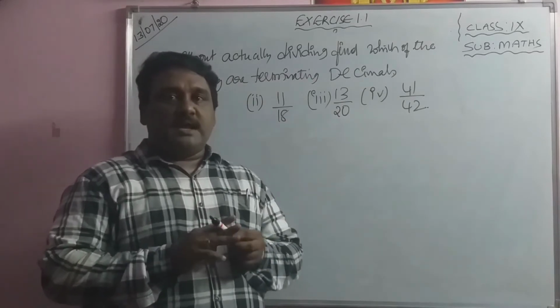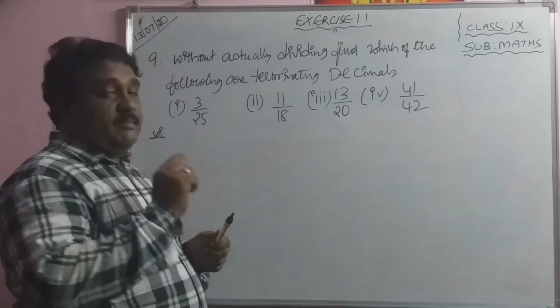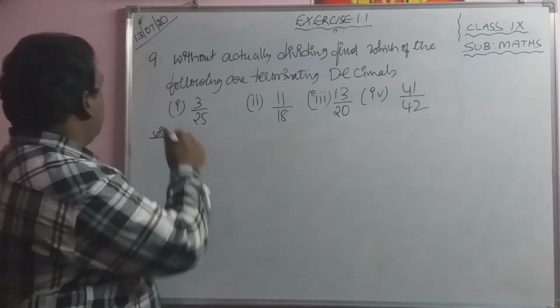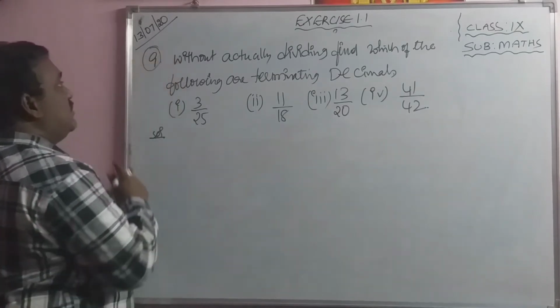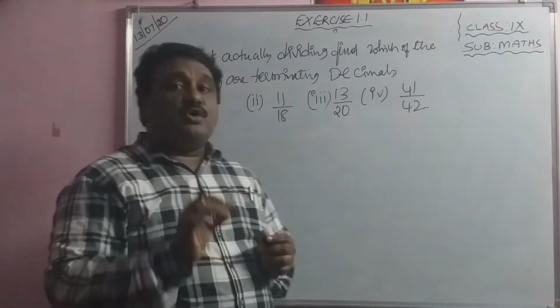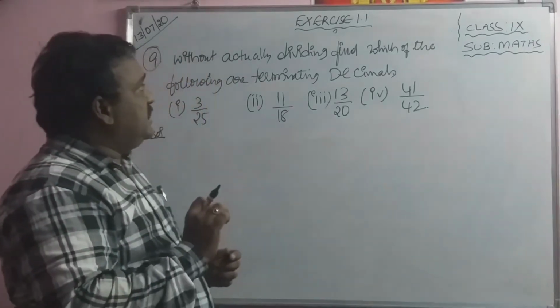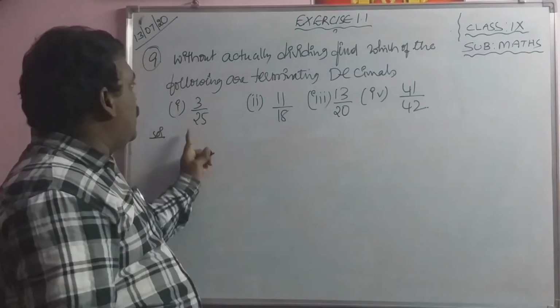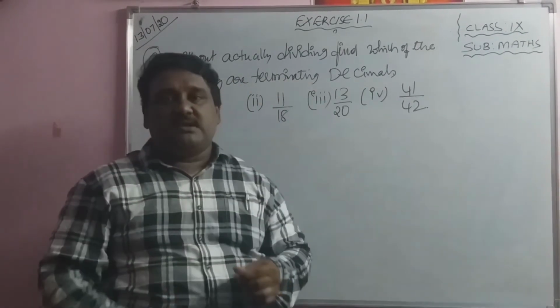Now write down problem number 9. What is problem number 9? And this is the last problem in 1.1. Without actually dividing, find which of the following are terminating decimals.